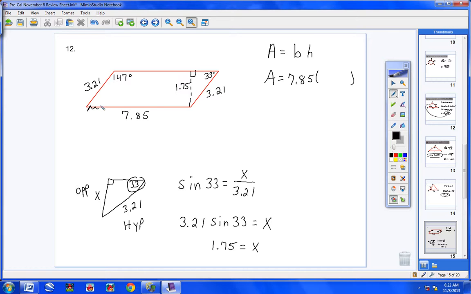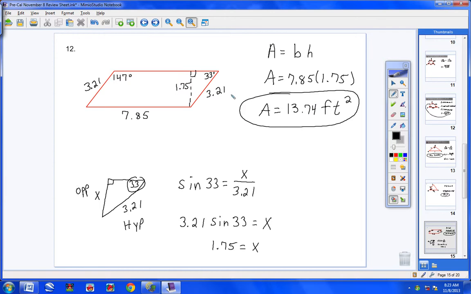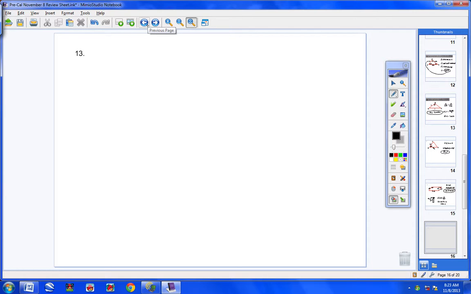So how do you find the area of a parallelogram? Parallelogram, base times height. So my base is 7.85, my height is 1.75. Let's go ahead and multiply those two numbers together. And by the way, we're dealing with feet, so my answer will be square feet because I'm dealing with area. 7.85 times 1.75 gives me an answer of 13.74. Now the book has 13.72, which is close enough. That's fine. We probably rounded somewhere where they did not. And there's the answer. All right, let's take a look now at number 13.